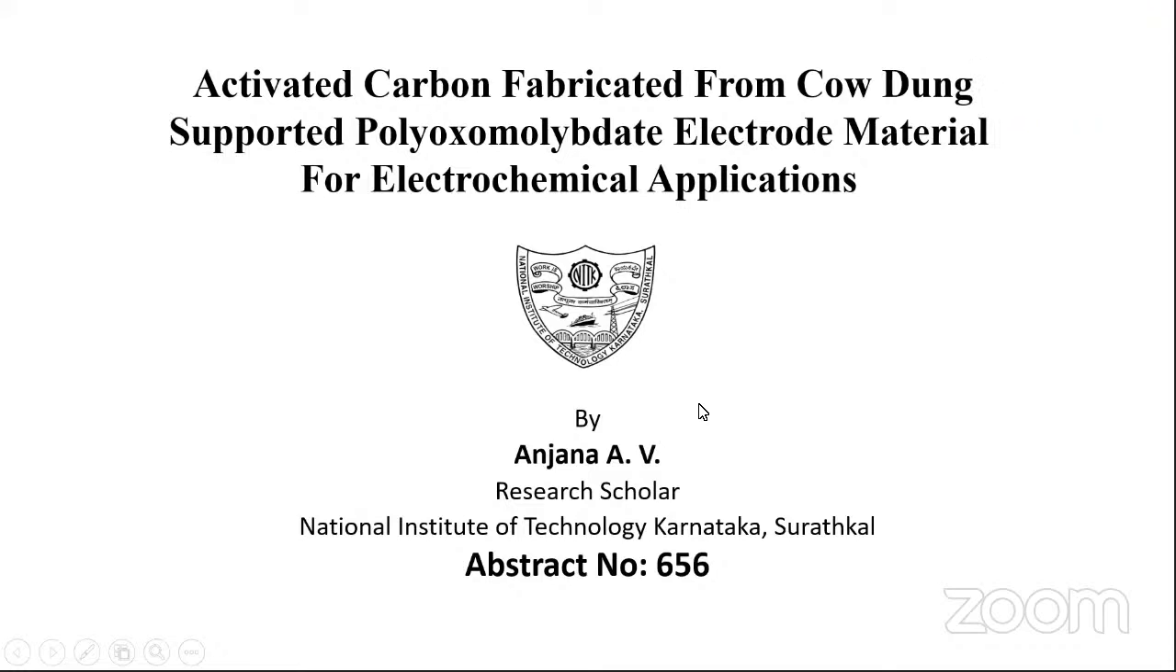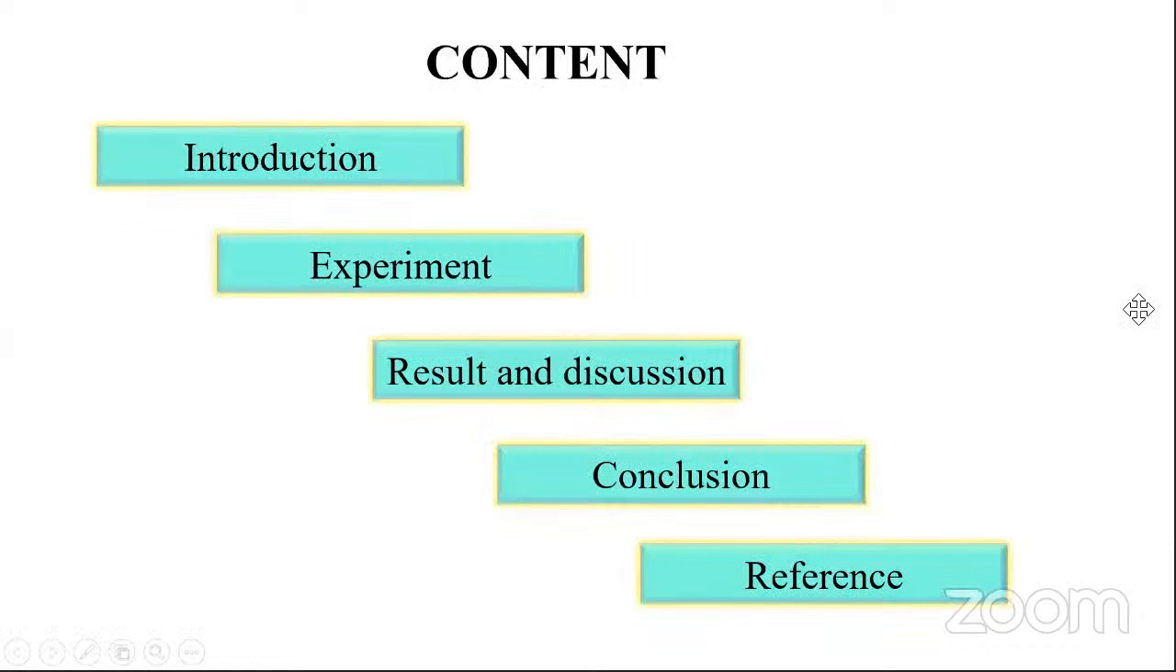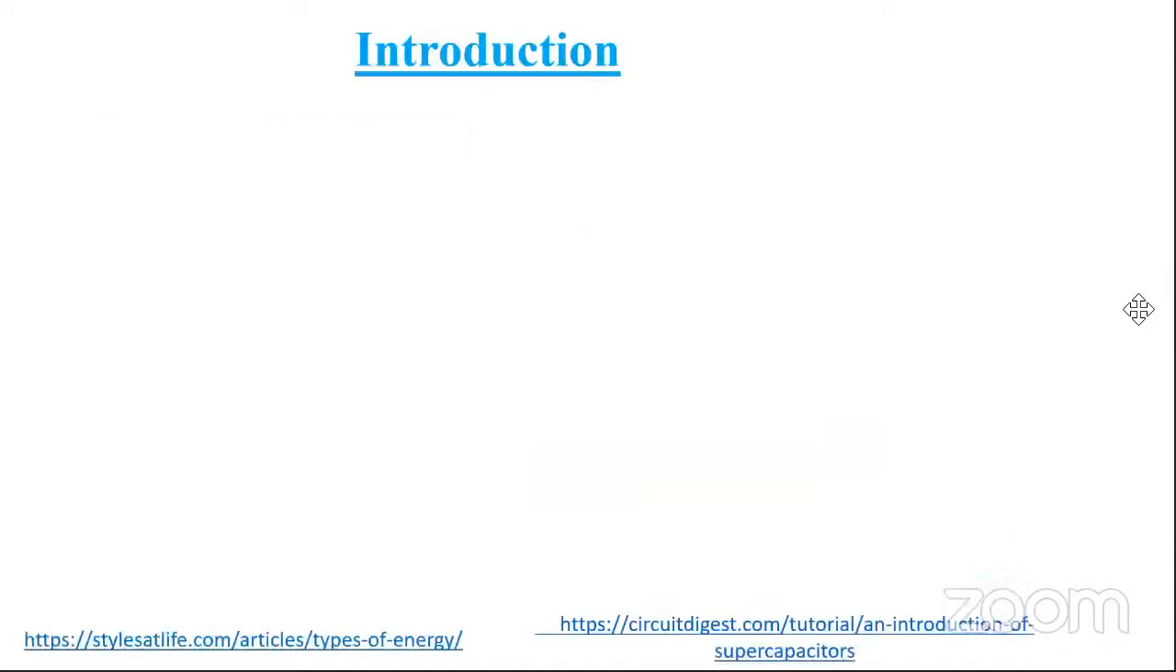Thank you. My name is Anjana Ravi. I'm a research scholar at NITK, National Institute of Technology Karnataka. Today I'm going to present activated carbon fabricated from cow dung supported polymolybdate electrode material for electrochemical applications. These are my contents: introduction, followed by experiment, result and discussion, conclusion, and references.